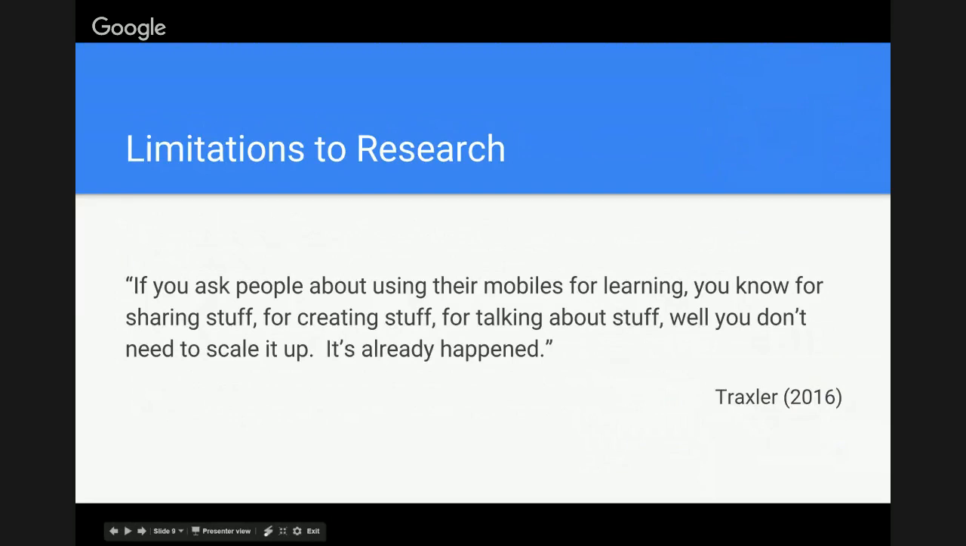So I'm going to talk about limitations to research. There was this quote by Traxler in the vodcast with Dr. Power, and he says, if you ask people about using their mobiles for learning, for sharing stuff, for creating stuff, for talking about stuff, well, you don't need to scale up. It's already happened. So one of the main limitations to research is that researchers are still trying to solve the problems of e-learning without recognizing that mobile learning is completely different and that people see their mobile devices differently.